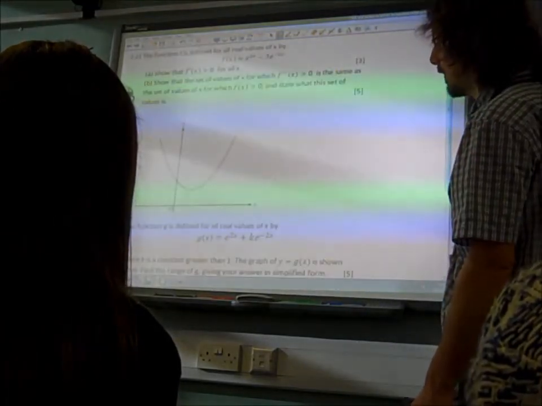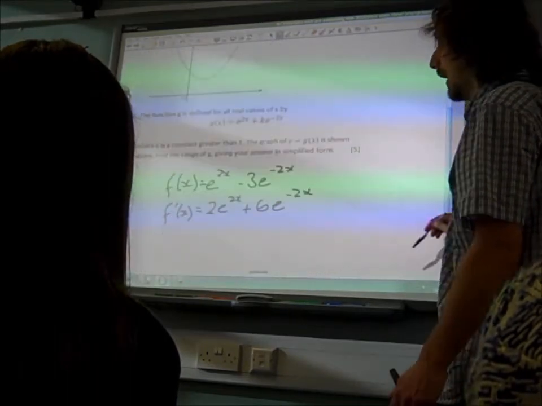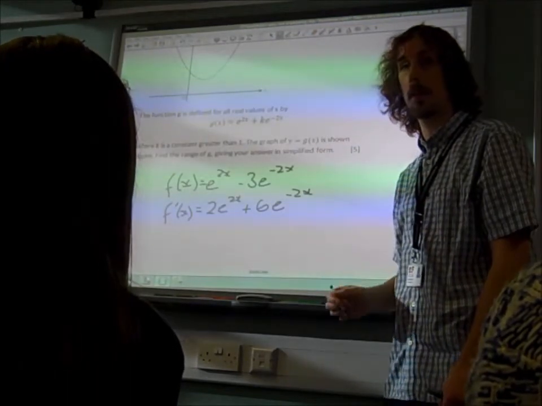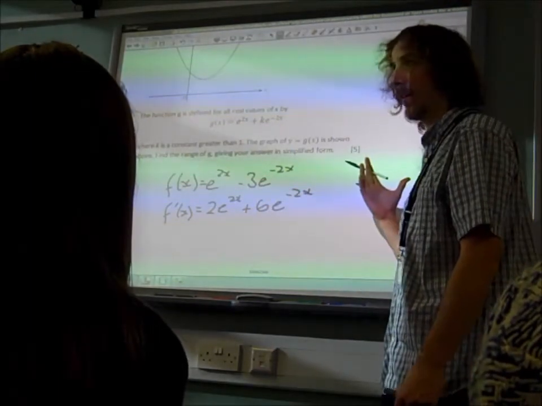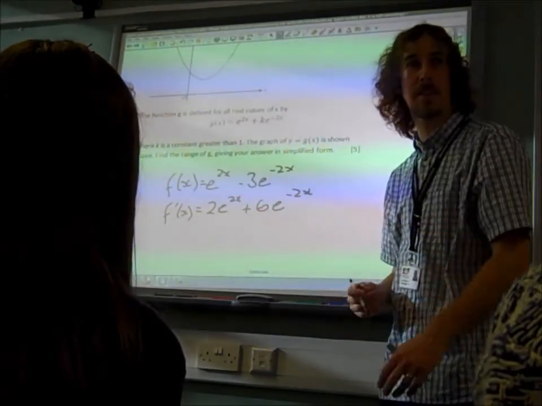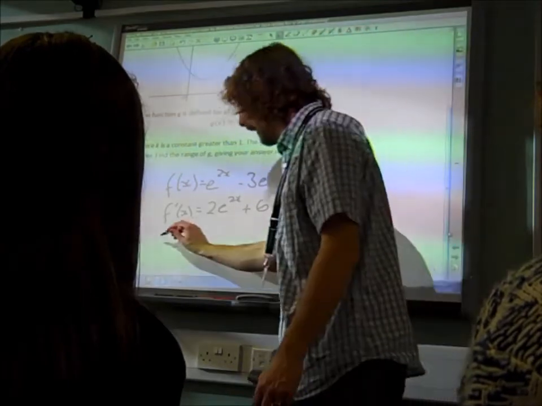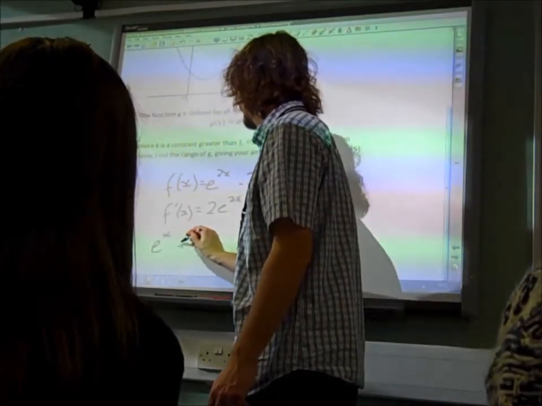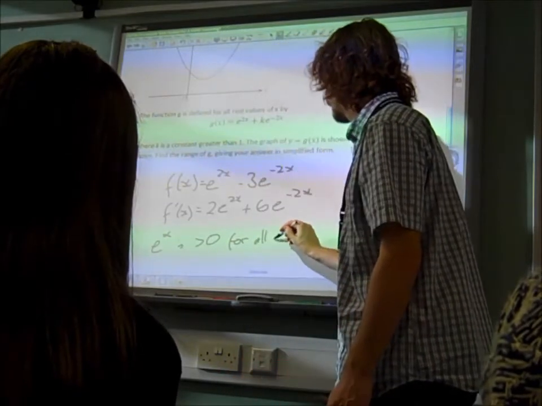The question said, show it's bigger than 0. Now, we are actually going to have to show that it's bigger than 0, and so we need to make some statement. We can't just say that it's bigger than 0, there you go. So we need to come up with some kind of coherent statement about this. Now, one thing that we do know is e to the x is greater than 0 for all real x.